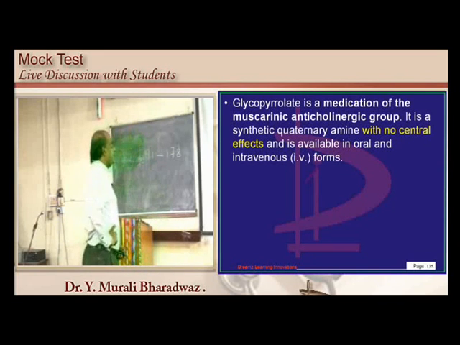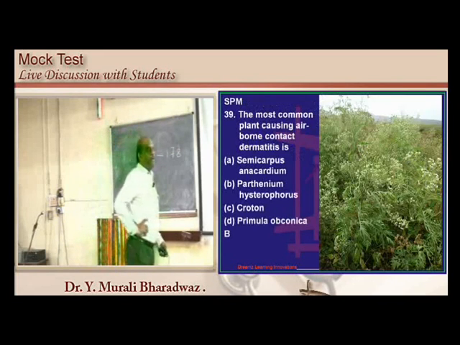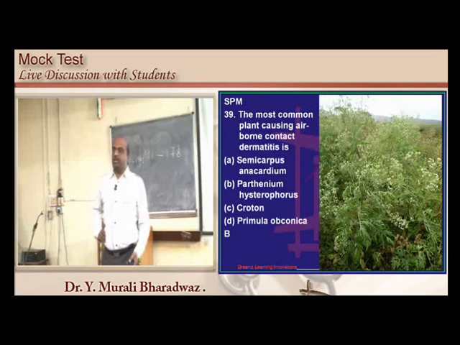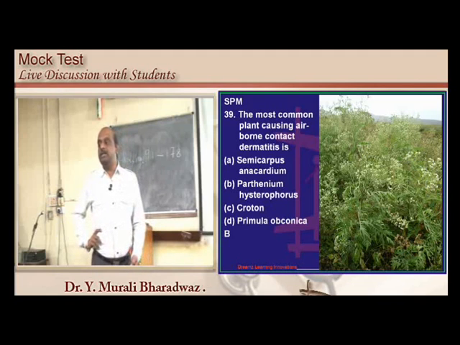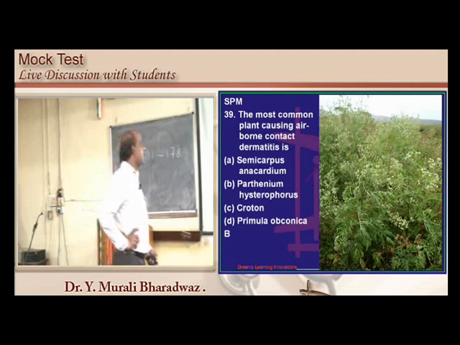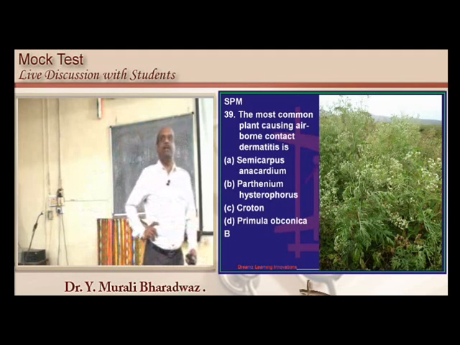Then what is glycopyrrolate? Glycopyrrolate is the muscarinic anticholinergic which doesn't have central anticholinergic effects, is what needs to be remembered. Then what is the most common airborne contact dermatitis, doctor? Famous question. It is Parthenium hysterophorus. What is it otherwise called? Congress grass is what you should be very sure about, nothing to do with politics.